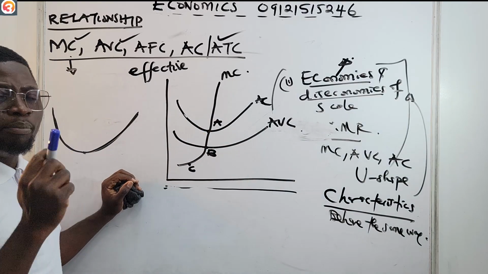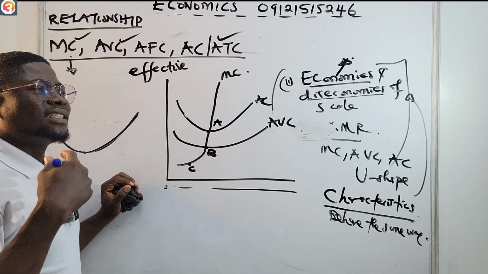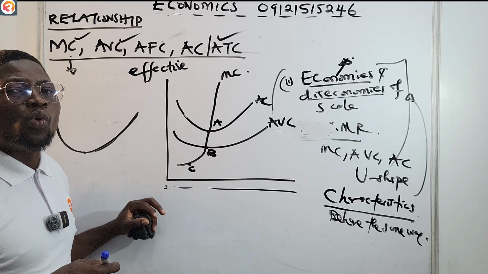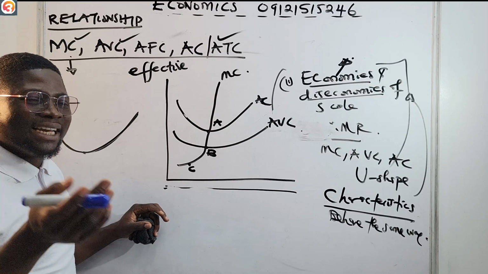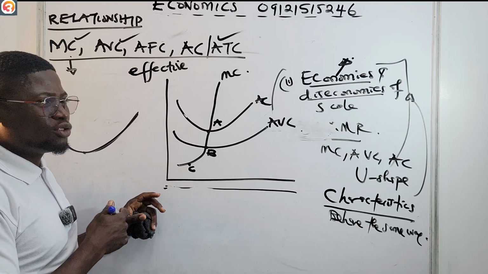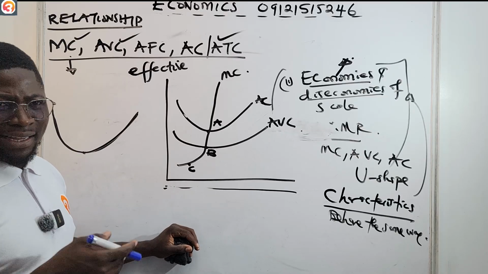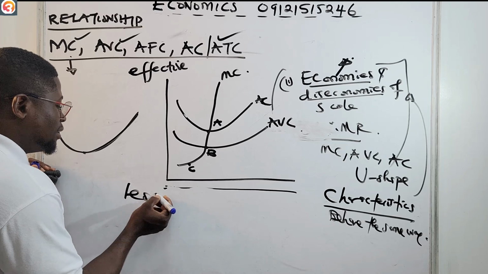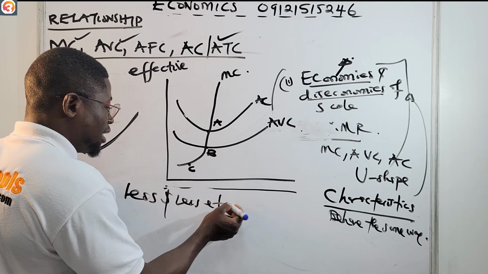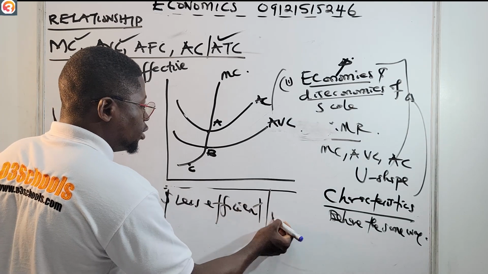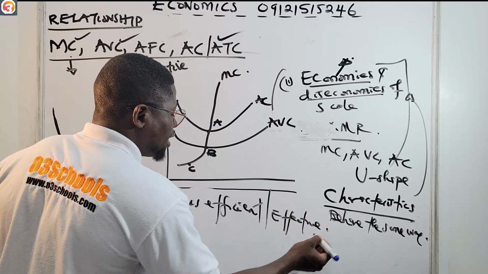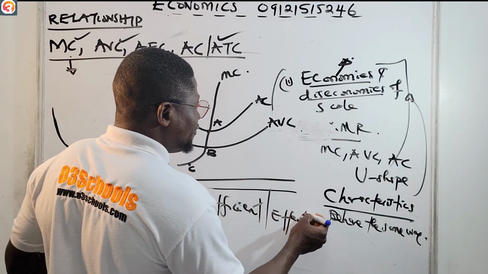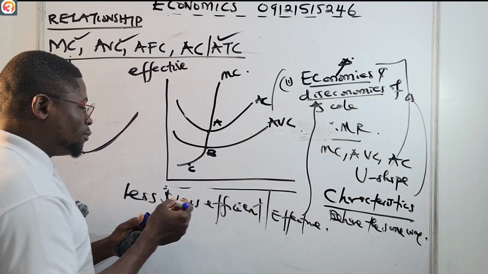But on the other hand, it gets to a point that it now becomes ineffective. Maybe because they now start hiring more workers. They hire and keep on hiring until a point you see that workers will be clashing with each other during work hours. Some people will not even be working and you would not even know. They become less and less efficient or effective. So the firm begins to experience diseconomies of scale.